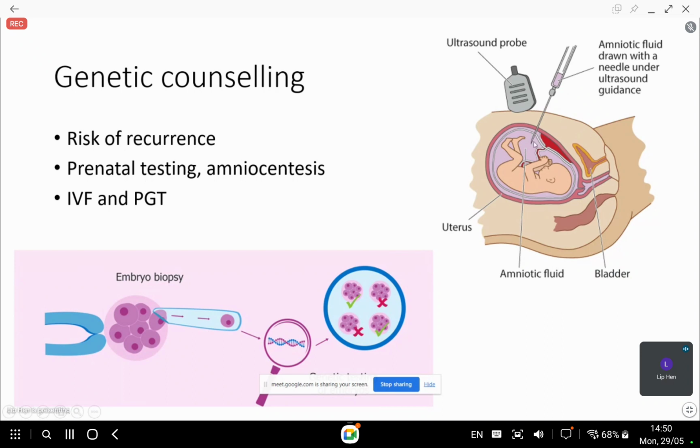The risk of the procedure is 1% of miscarriage, which we must always inform the parents. And if, let's say, the results come back as abnormal, then there is the option of termination of pregnancy. Besides prenatal testing, we also explain to them the option of IVF and PGT. With IVF, an embryo biopsy is done on the embryo, and then the test is done to look for aneuploidy before implantation into the uterus of the normal embryo.